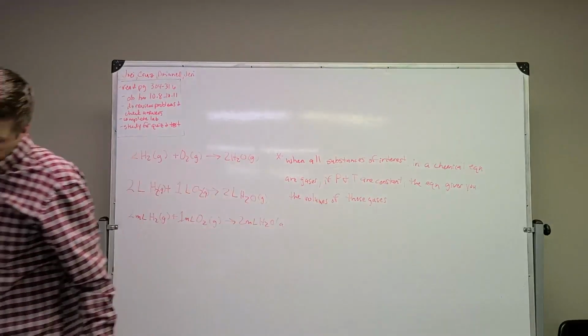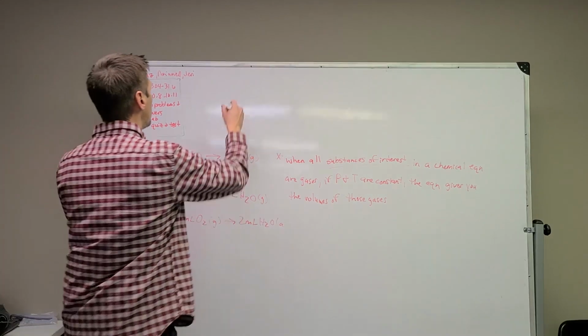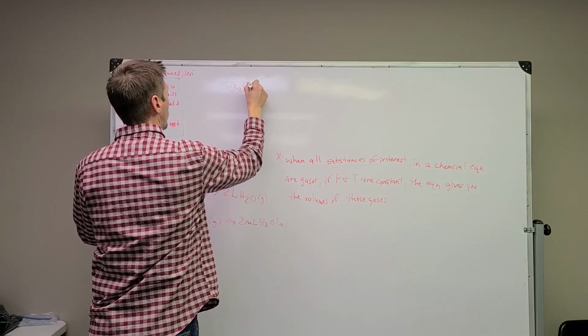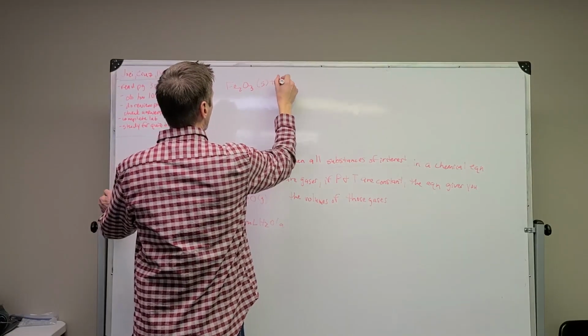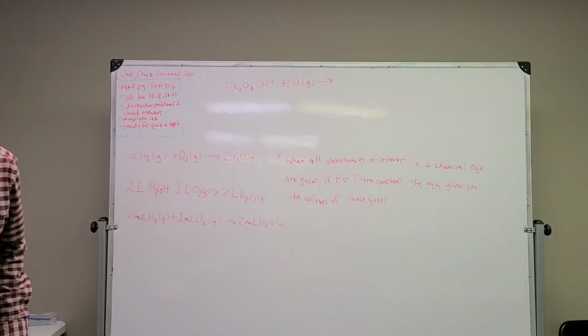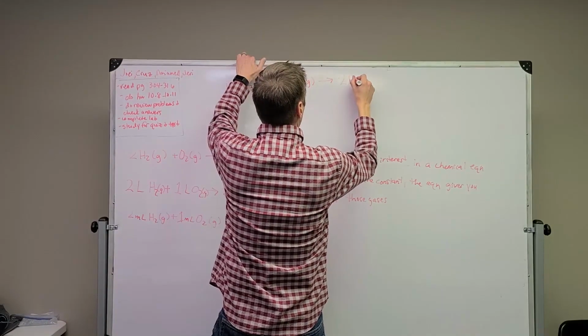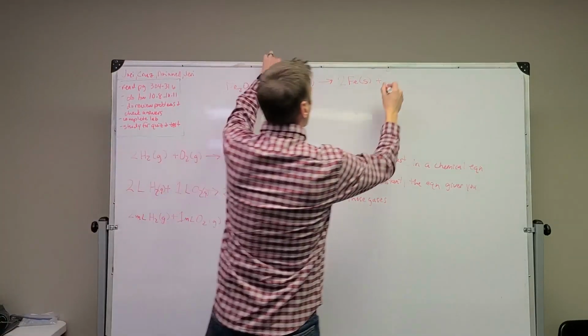And that example is on page 306, example 10.5. It says a chemist is converting iron(III) oxide to iron via the following reaction: Fe2O3, a solid, plus 3CO, carbon monoxide as a gas, produces 2Fe as a solid plus 3CO2 as a gas.